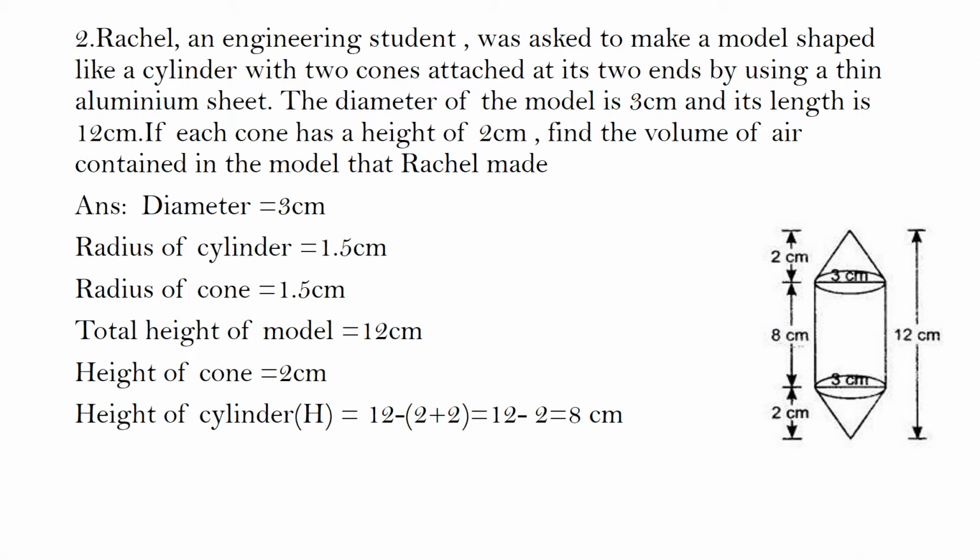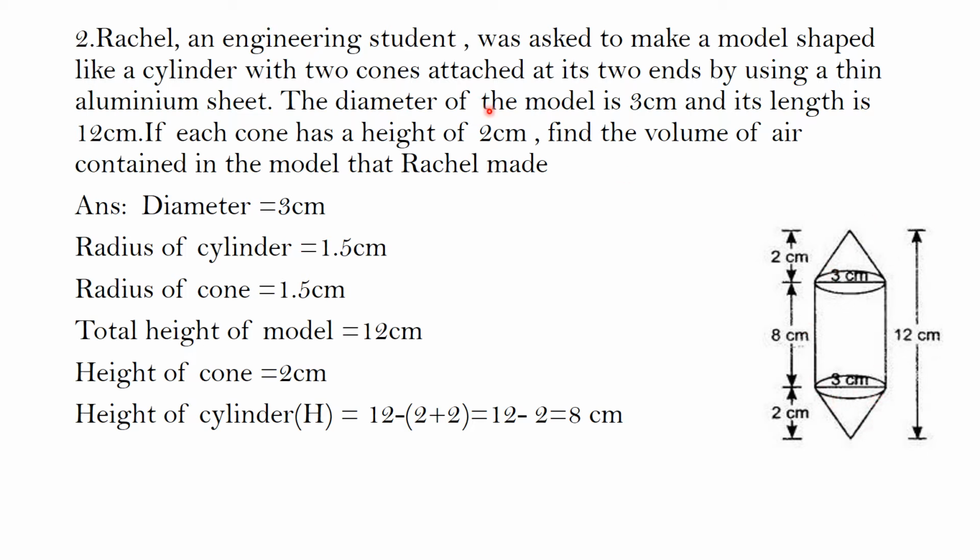In question number 2, we can see Rachel, an engineering student, was asked to make a model shaped like a cylinder with two cones attached at its two ends by using a thin aluminium sheet. The diameter of the model is 3 cm and its length is 12 cm. If each cone has a height of 2 cm, find the volume of air contained in the model that Rachel made. We can see the model is in the shape of a cylinder and two cones attached to it.